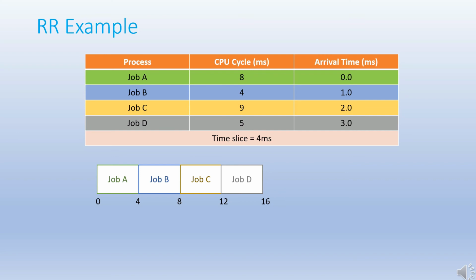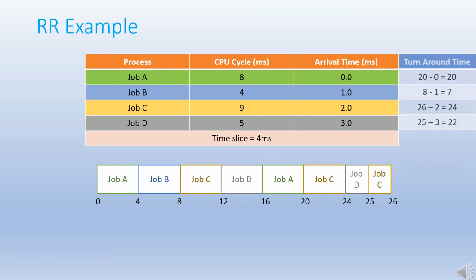The job that hasn't been completed will turn into execution with a maximum time slot of 4 milliseconds until they run completely. And below is the average turnaround time required to complete the process.